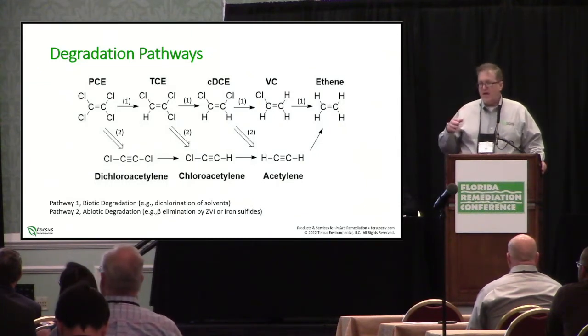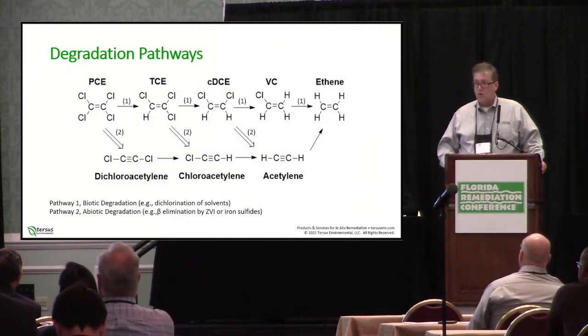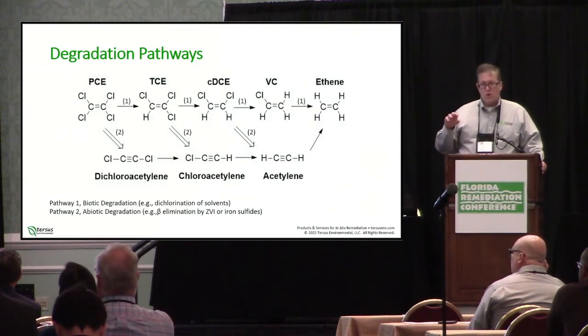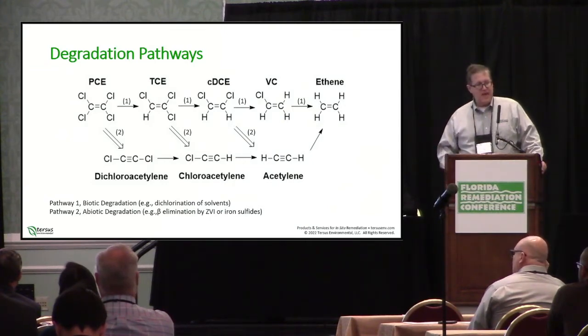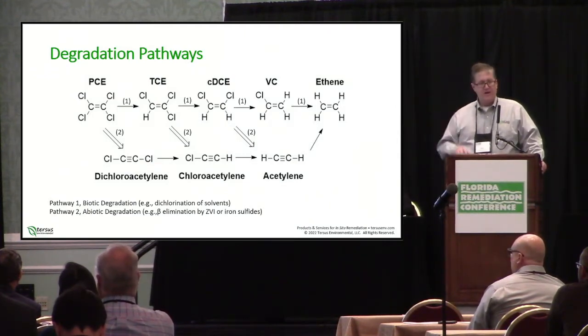And the advantage of the abiotic pathway is we're going to bypass cis-DCE and vinyl chloride, and we're going to go straight to those dichloroacetylene type compounds, which are very short-lived. And if you were to go and sample at a site, you probably wouldn't see that. And so they're pretty much going to go straight from the parent compound down to ethene.